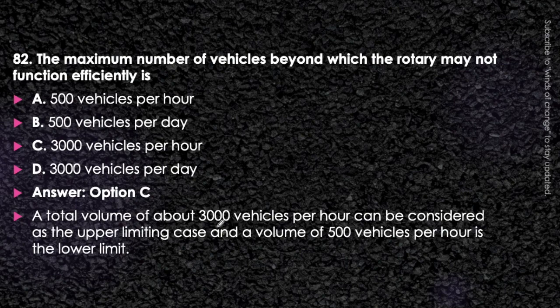The total volume of about 3000 vehicles per hour can be considered as the upper limiting case, and the volume of 500 vehicles per hour is the lower limit for the rotary. Okay, so these two values are important, we should memorize them. This is the upper limit, this is the lower limit for the rotary.